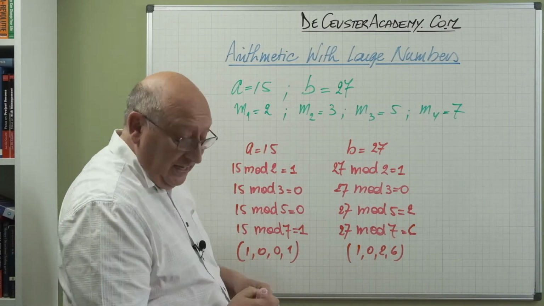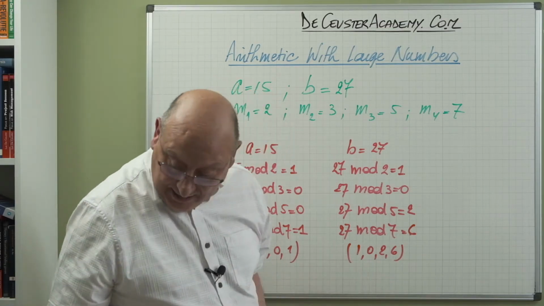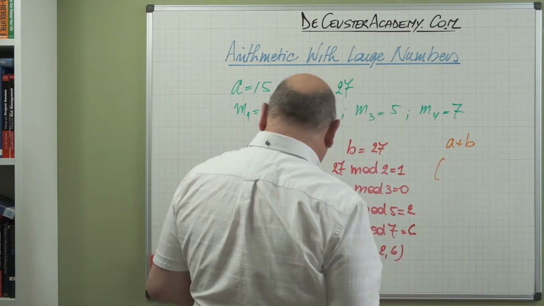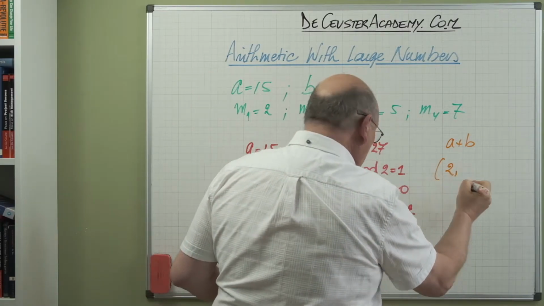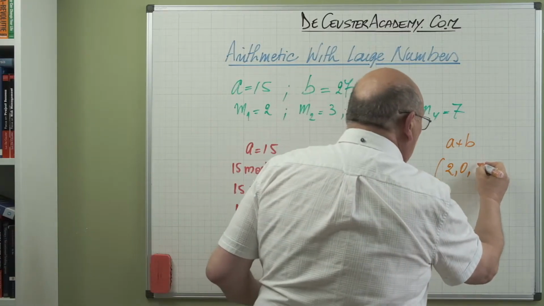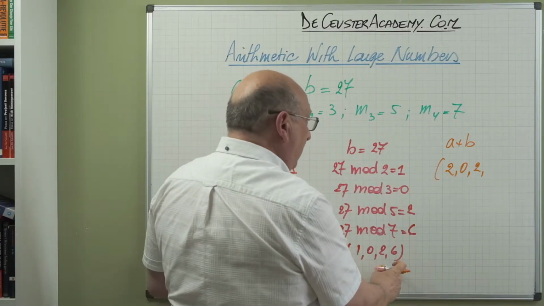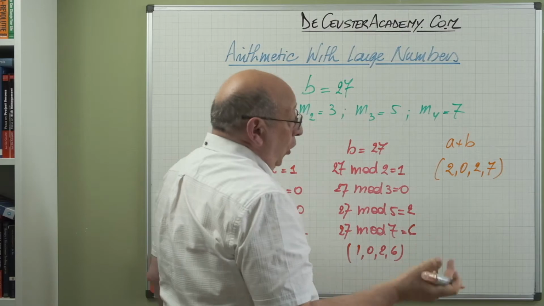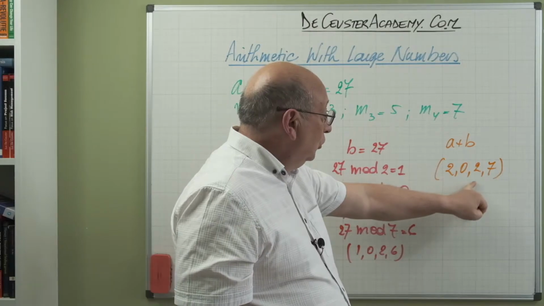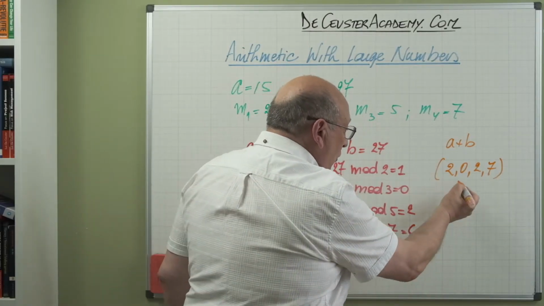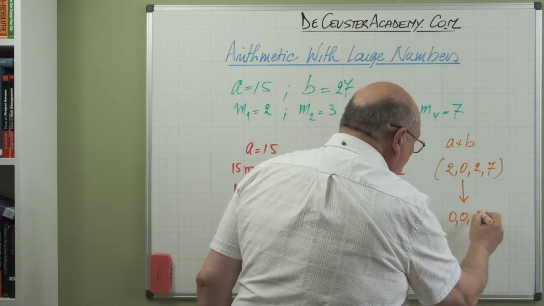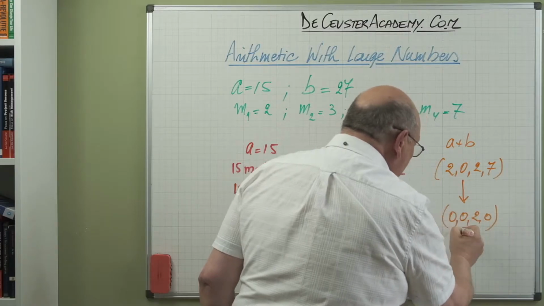Now for A plus B, we take the sum of the two n-tuples. So we have 1 plus 1 is 2, 0 plus 0 is 0, 0 plus 2 is 2, and then 1 plus 6 is 7. But all these numbers are modulus 2, modulus 3, modulus 5 and modulus 7. So when we adjust that, we find 0, 0, 2, 0.